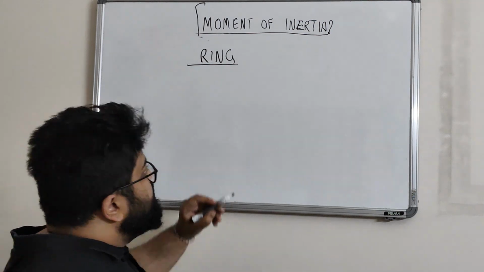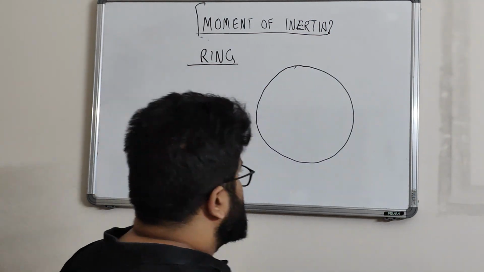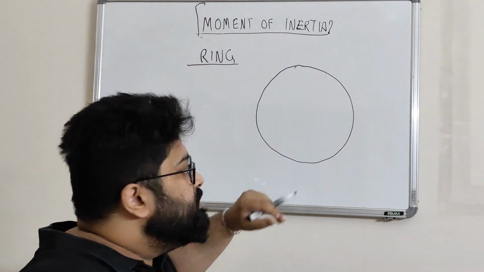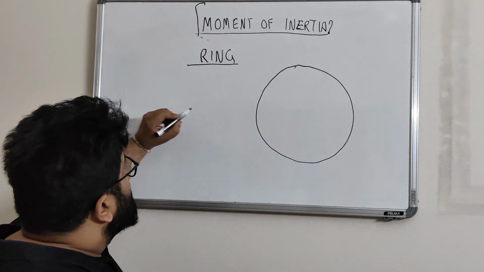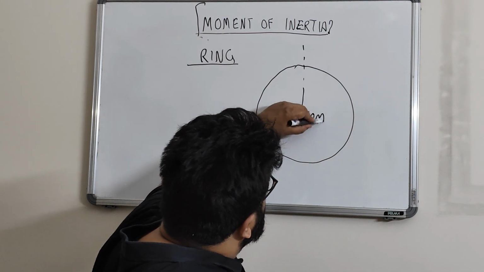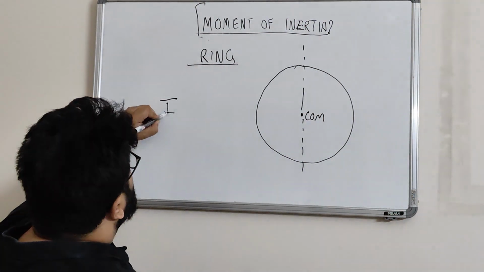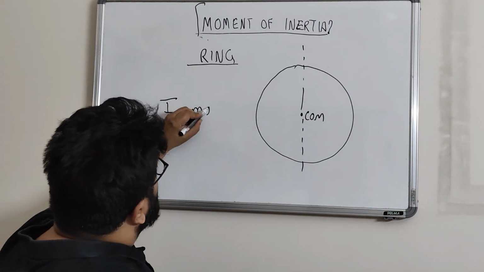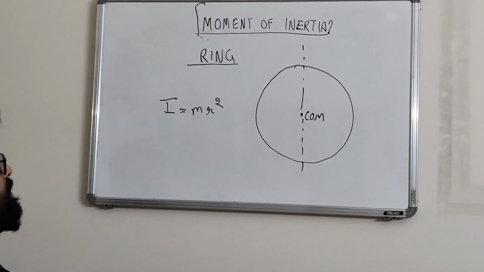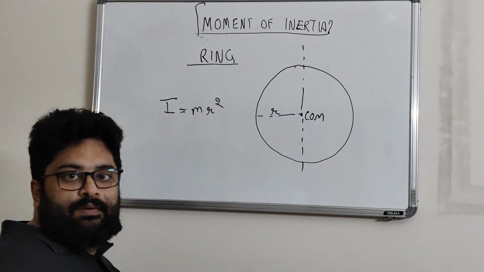What is a ring? Basically just a hollow circle, a hollow disc. So we have this ring, there's nothing inside it. So for this, if the axis of rotation passes through the center of mass of this ring, this becomes the fundamental formula. R is the radius of this ring.